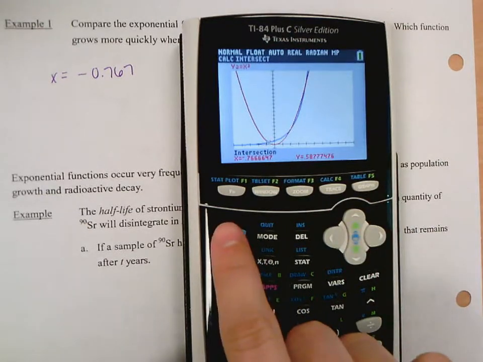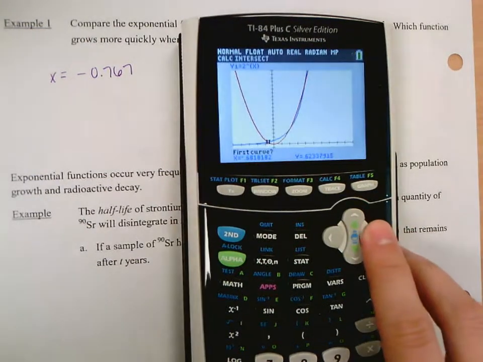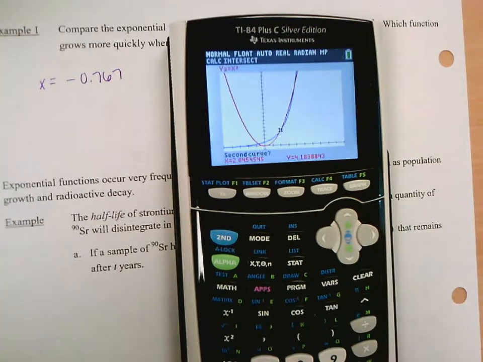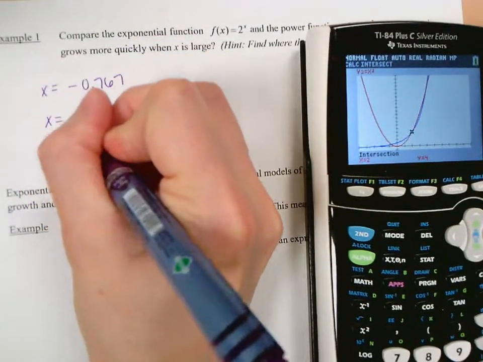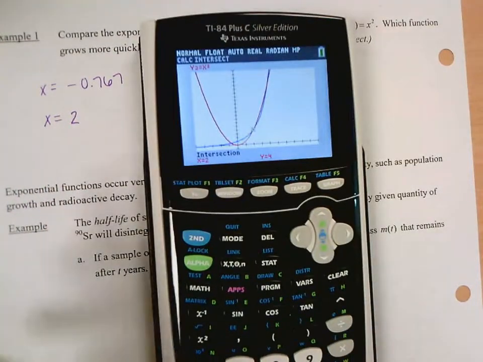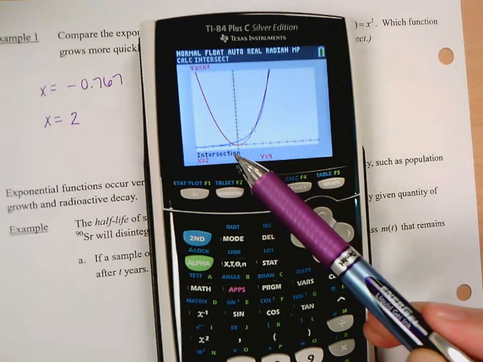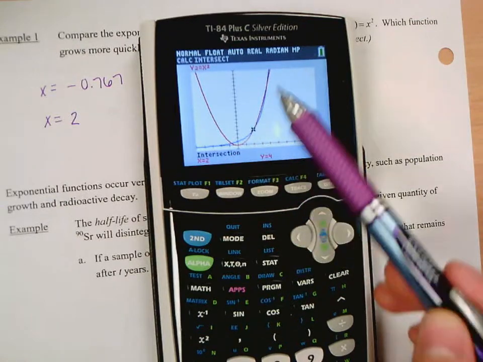So I'm going to hit second trace again for calc, option 5 for intersect. Arrow closer to this intersection. Enter for first curve, enter for second, enter for guess. There's another intersection at 2, 4. So at x equals 2, there's another intersection. So from negative 0.767 to 2, now 2 to the x is greater than x squared. And then it switches again.